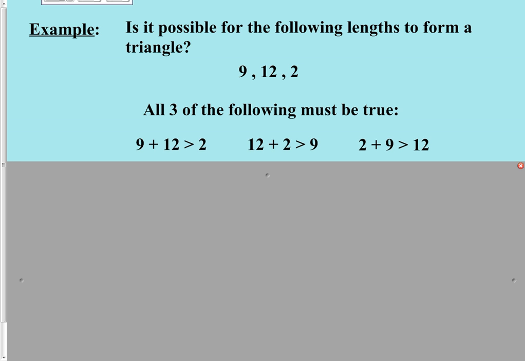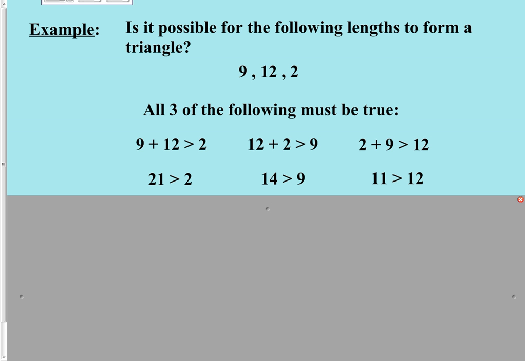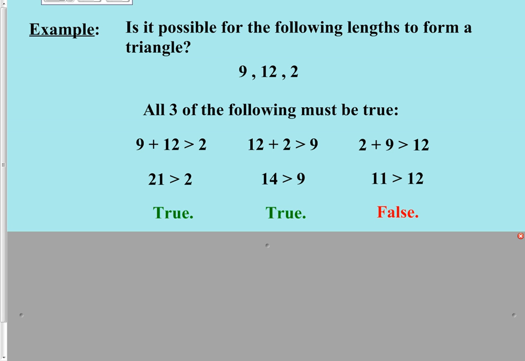Well, let's take a look at the math. On the left side, 9 plus 12 is 21. In the center, 2 plus 12 is 14. And on the right side, pardon me, 2 plus 9 is 11. So our statements say 21 is greater than 2. Is that true? Yes, it is. In the middle, 14 is greater than 9? Yep. And on the right, 11 is greater than 12. Uh-oh, that one's not any good.